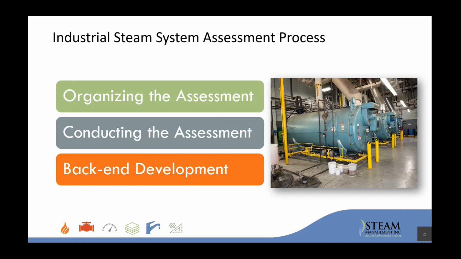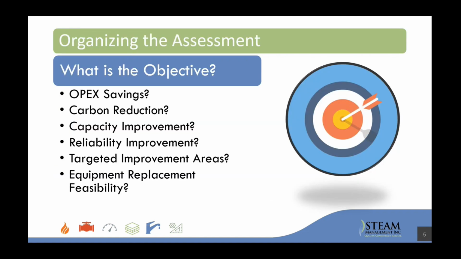So to start off, the steam system assessment process is split into 3 parts in the presentation. It's organizing the assessment, conducting the assessment, and then back-end development. First, for organizing the assessment, the first thing you want to know is what is the objective of the assessment? What is the client, or your facility if you're doing your own facility, wanting out of the assessment? Obviously, this is often just cost savings, operational savings, and often in today's age, people are looking for a carbon footprint reduction. Those kind of go hand in hand.